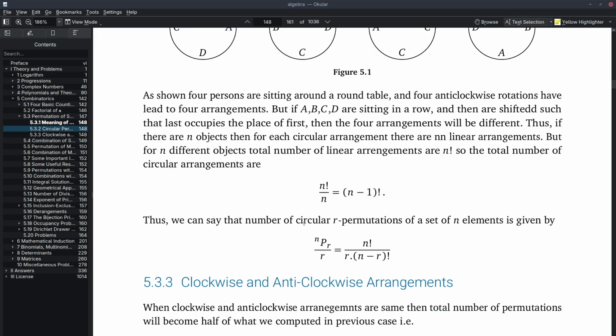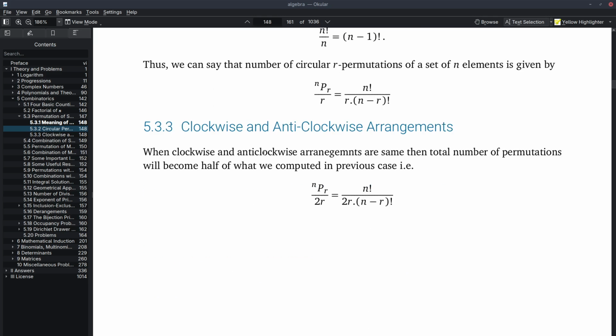Thus, we can say that the circular r-permutation of n elements is given by nPr by r. That is n factorial by r into (n minus r) factorial. When the clockwise and anti-clockwise arrangements are the same, then the total number of permutations will become half of what we computed in the previous case. That is nPr by 2r. That is what it will become.